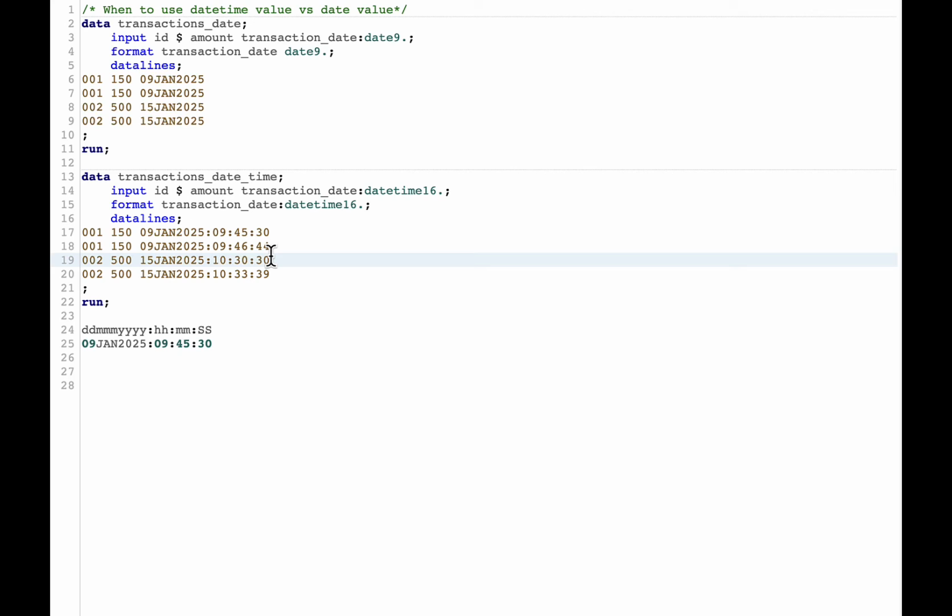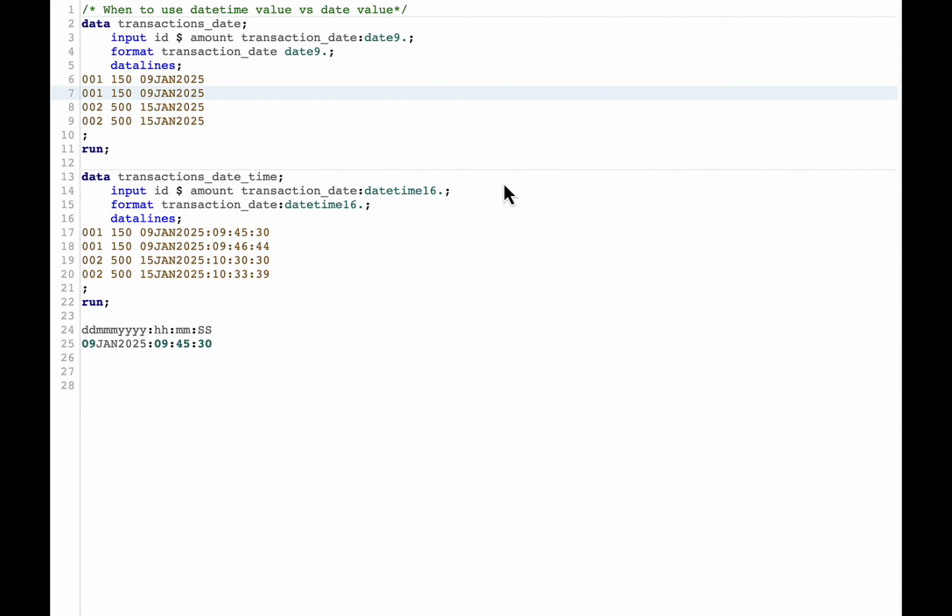Now let us look into another data set which is shown in here. Again the same data, but what has happened in here, instead of date, here we are storing it as date time. So what is happening in here, you can see that here the two observations look very same, but here you can see that the first transaction was done at 9:45 and the second transaction was done around 9:46.